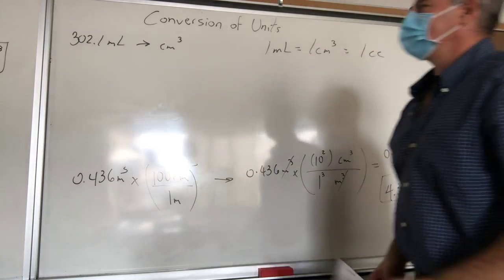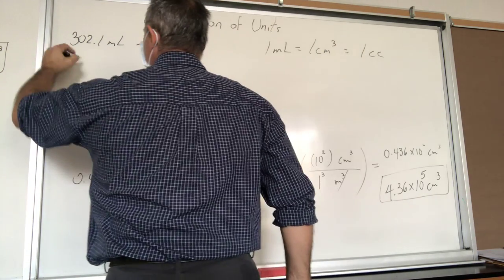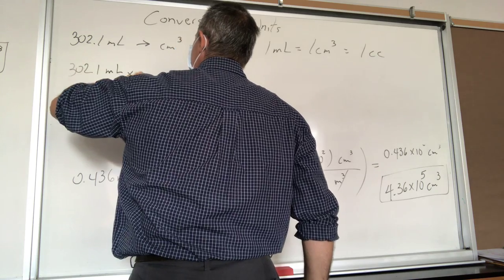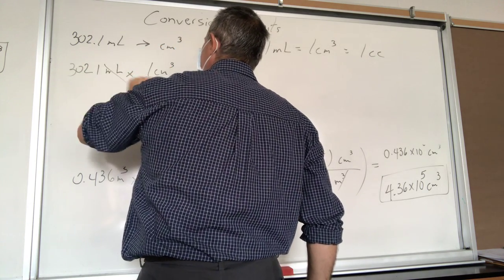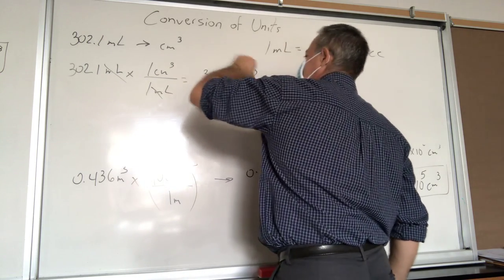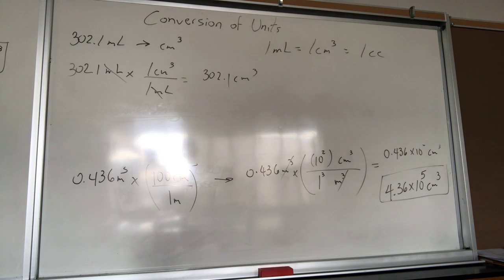Anyway, this is a very trivial problem, because these two are the same, so you could just say 302.1 milliliters times 1 centimeter cubed per 1 milliliter. Milliliters cancel, you get the same number, 302.1 centimeters cubed. It's a trivial question. Let's do the next one.